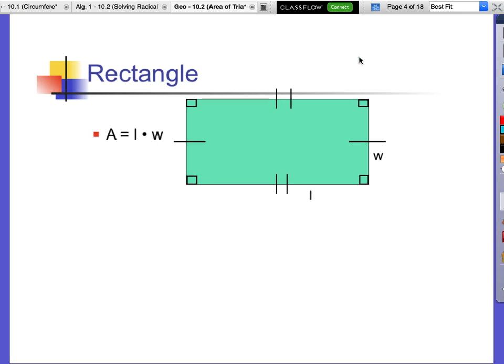Area of a rectangle. Area of a rectangle is length times width, where length is one of the sides and width is another side.